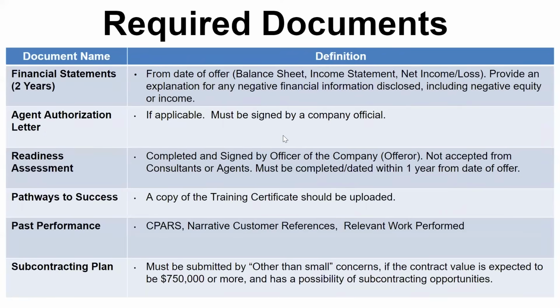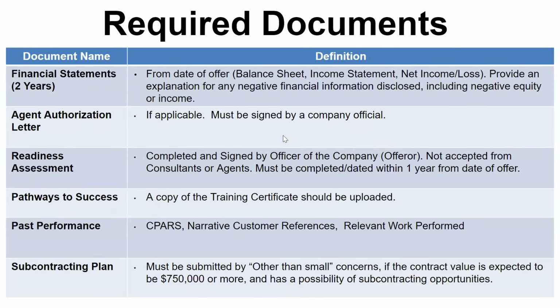Your agent authorization letter. So if you're selling products, this is your agent authorization letter. If you choose to have another party complete your schedule offer on your behalf, then you would have to sign the agent authorization letter to outline the specific designations that this person operating on behalf of your company can perform within the scope of your schedule. Then you upload your certificates to your readiness and pathways to success training. And then you add any of your past performance. Again, we talked about CPARs, narrative custom references, or outlining any relevant work performed.